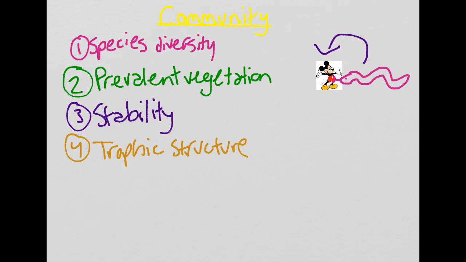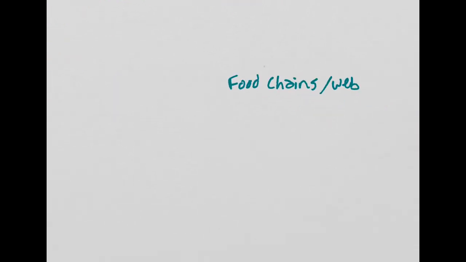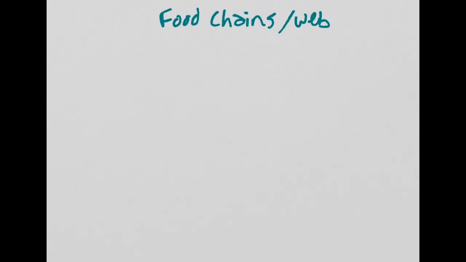Now, let's talk a little bit more about the trophic structure. So, I'm going to go over here, and we'll talk about food chains and food webs. A food chain is just a way of mapping out a line of consuming from the plant level to the top.